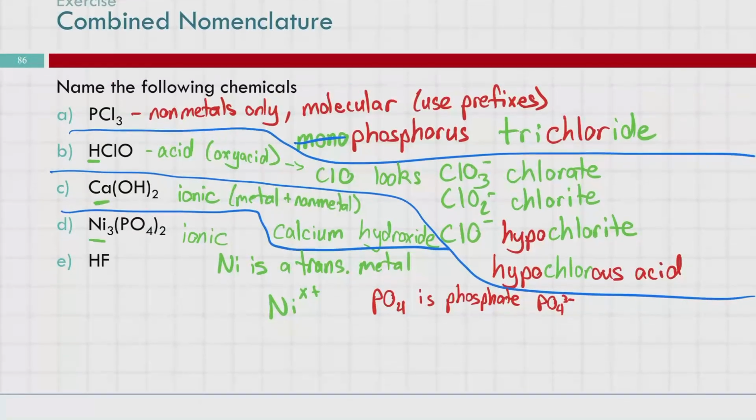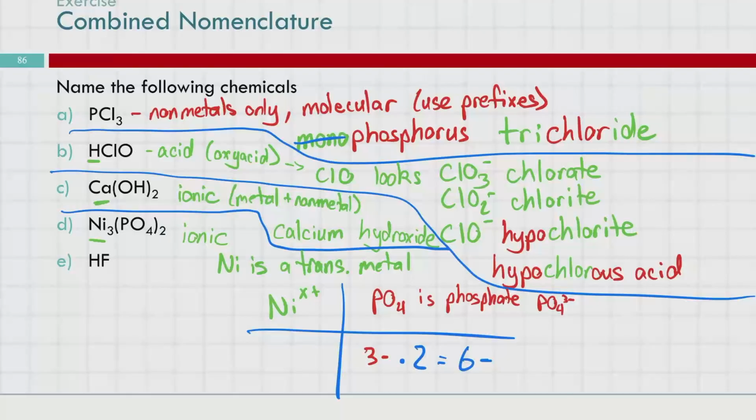So we get to do a little bit of algebra. We've got the 3- charge. How many of those groups do we have? How many phosphates do we have? We've got 2 of them, each of them has a 3- charge. If we multiply those out, 6 negative charge. What will balance out 6- and make it 0? 6+.